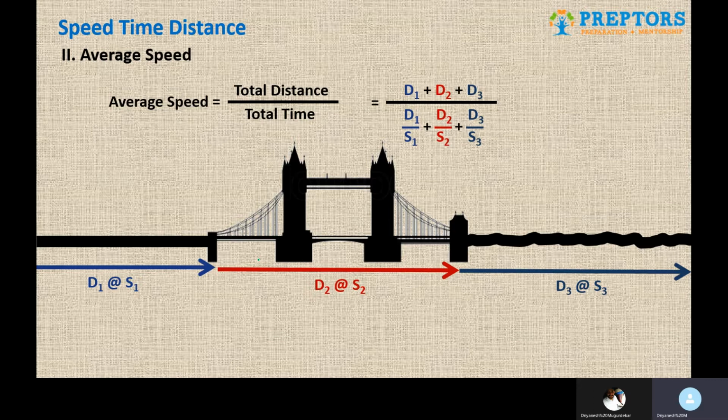We do d2 upon s2, we get time t2 for the second journey. And we do d3 upon s3, we get time for the third journey. And t1 plus t2 plus t3 will give me the total time. So for this particular example, this is something that we had to do, but the broader idea remains the same. Only one formula, total distance upon total time. Remember that, don't deviate from that. That is the only formula for average speed.